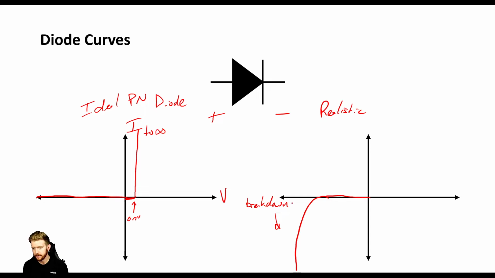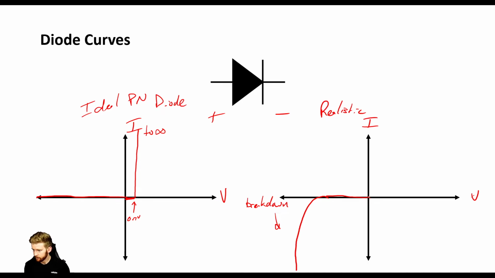And pretty much what that means is that this diode is breaking down and allowing current to flow in the reverse direction. So let me make sure I put V and I here. In the reverse direction, after enough voltage is applied, it'll start conducting current. And that's usually listed in the data sheet as the maximum reverse voltage.